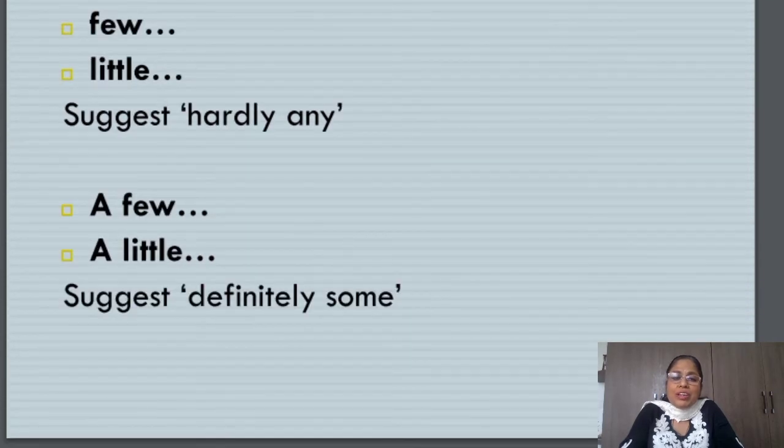I want to bring two modifiers for you. These are small, simple things in language, but they mean quite a lot because the presence or absence of an article in front of these words makes their meaning very different, almost opposite. If I say there are few men in the room, it means there are hardly any men. There is little water in the jug means there's hardly any water. The water is almost over.